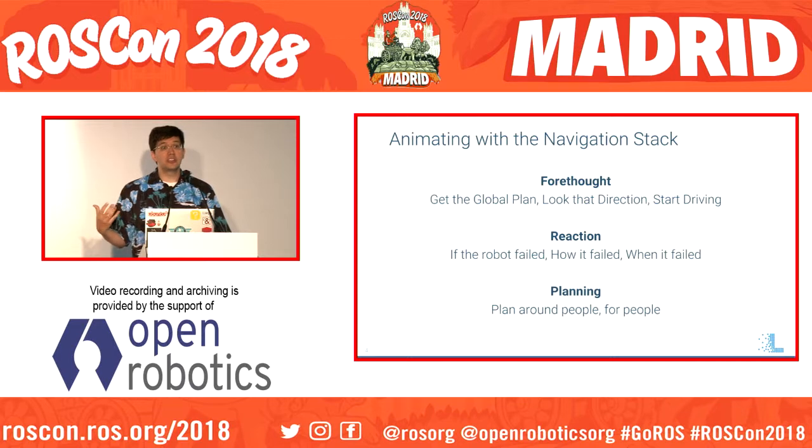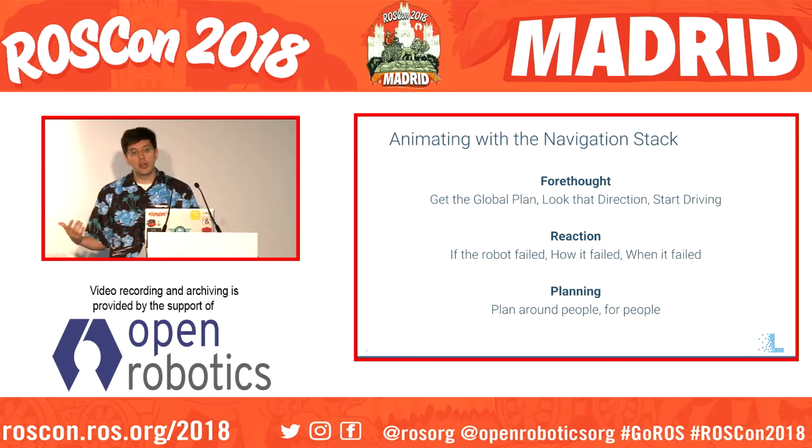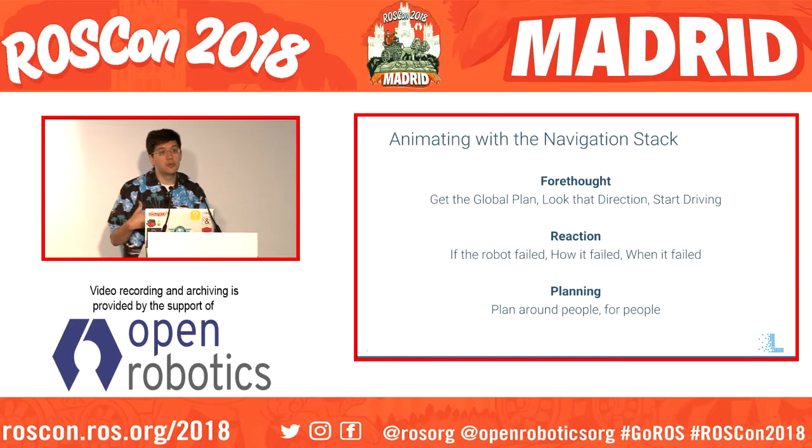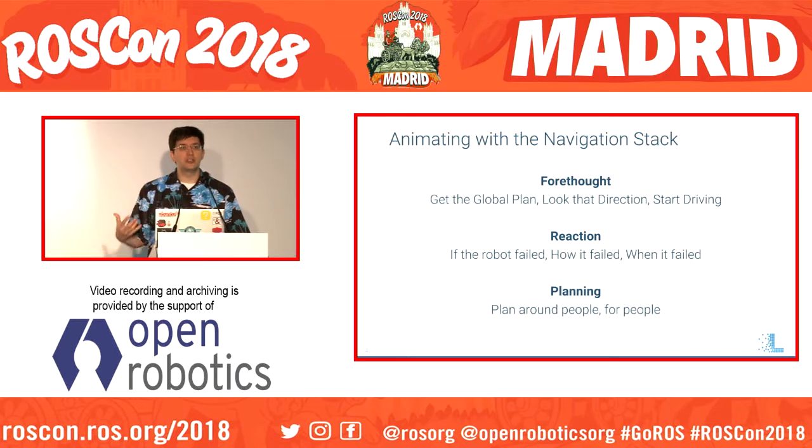And finally, for all of this, it wasn't as much a part of that paper, but you also need to plan around people using a different type of cost map, or plan in a way that people were able to understand what it is the robot was doing. And all these operations tend to be very difficult just because customizing the planners that are a part of the navigation stack is tricky.